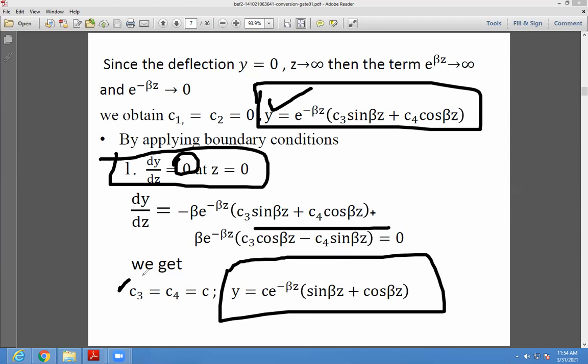We differentiate with respect to z this equation of y. So we get this final equation for the first boundary condition: y is equal to C e raised to minus beta z, sin beta z plus cos beta z.